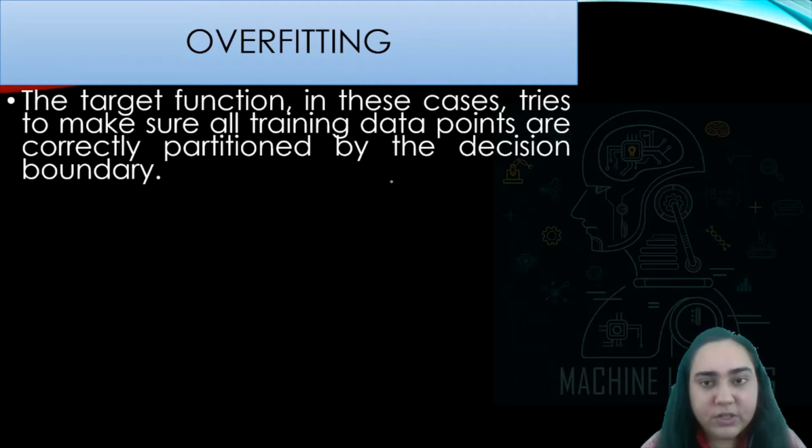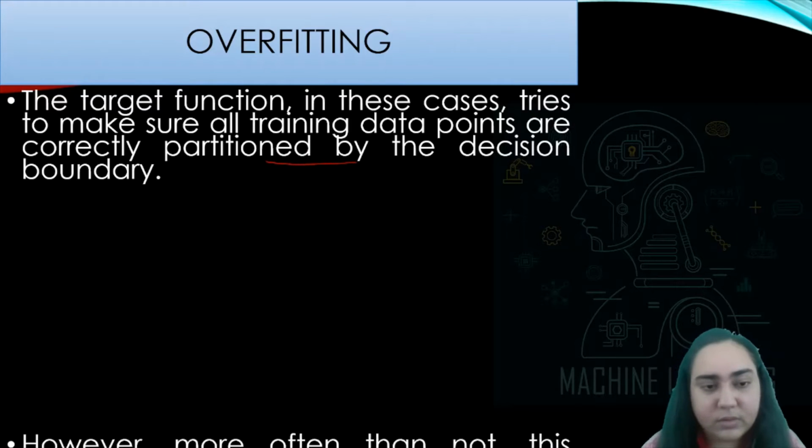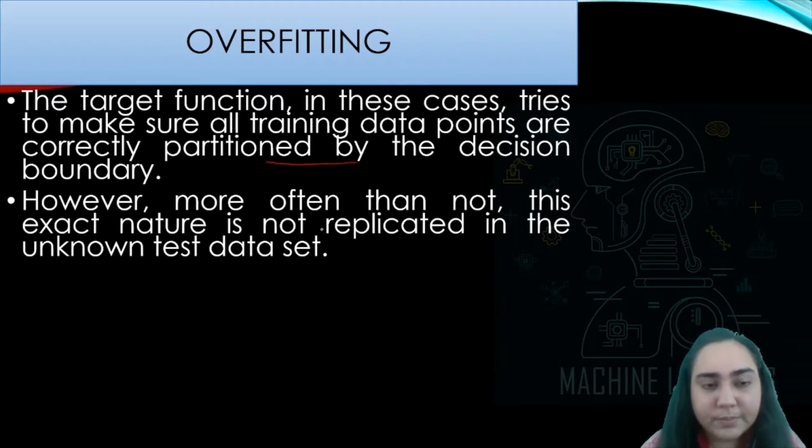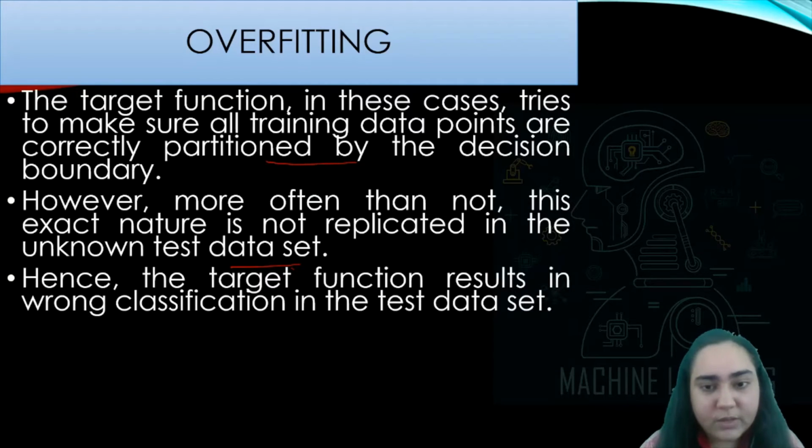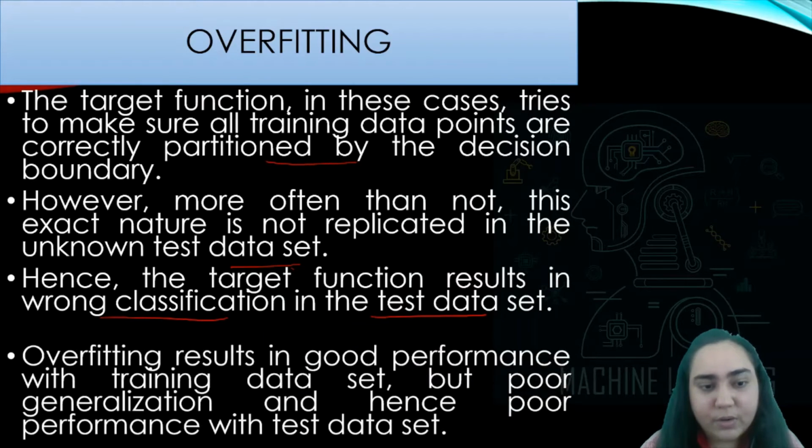And the target function in these cases will try to make sure that all the training data points are correctly partitioned by the decision boundary, as we saw in the diagram before. But most of the time, this exact nature is not replicated in the unknown test data set. Your training data gets partitioned very well, but due to overfitting, the unknown test data set does not work well. So the target function results in a wrong classification in the test data set. And that's why it is called overfitting.